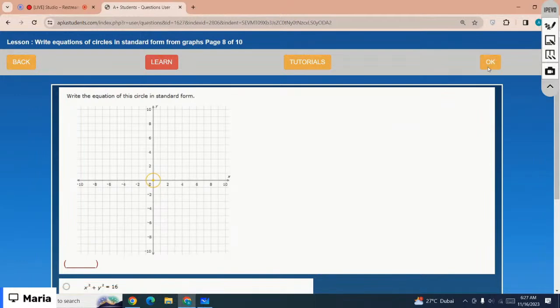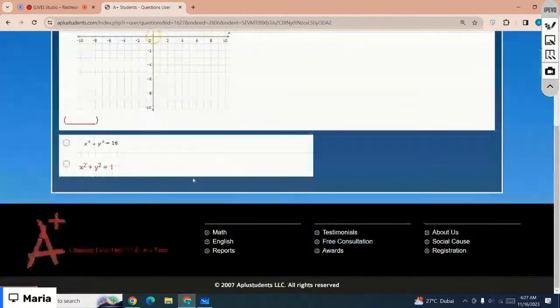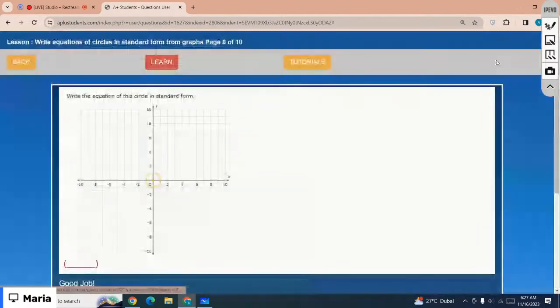Write the equation of the circle in standard form. So, which is the correct option? Yes, the correct option is x square plus y square equals 1, option number 2.